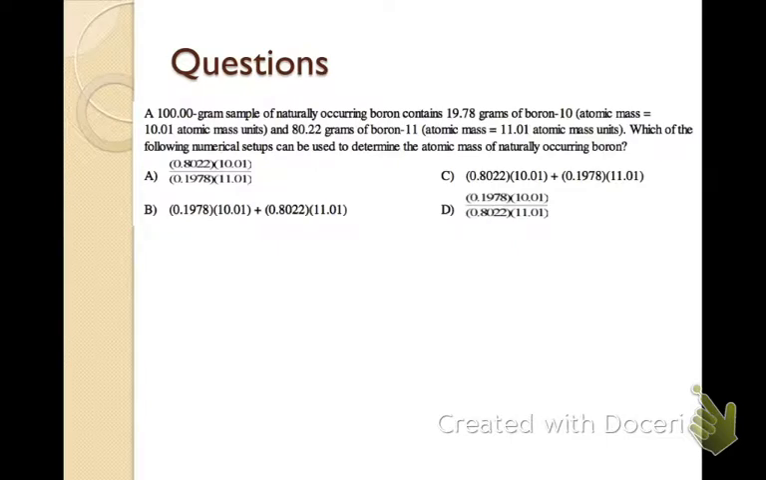Alright, so here are some questions. A 100-gram sample of a naturally occurring boron contains 19.78 grams of boron-10, which has an atomic mass of 10.01. I'm going to pause us here. There's a lot of reading here, so I'm just going to start writing down some stuff. So I know that we have boron-10. Boron symbol is just B, and then we use the 10 there.